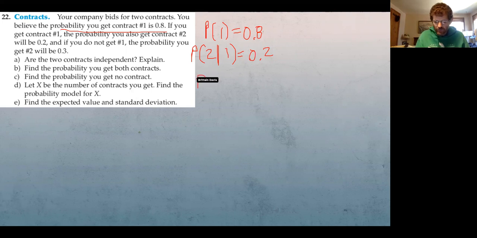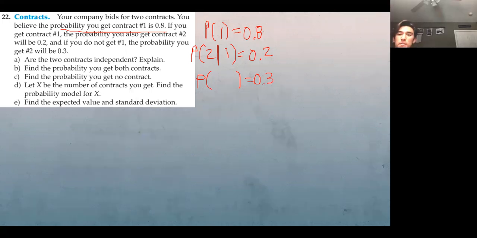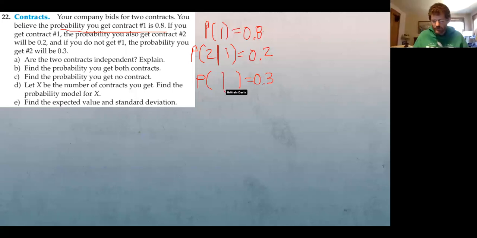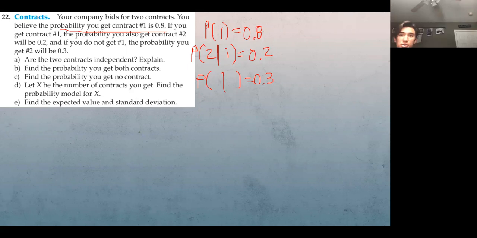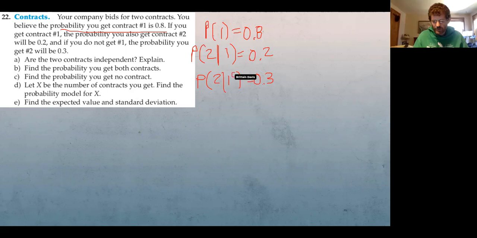And the last one is 0.3. And how would we describe that probability? Conditional. What given what? Contract 2 if you don't get contract 1. There you go. So I'll just put the complement of 1 up there.